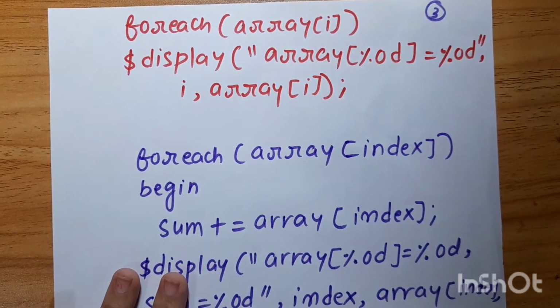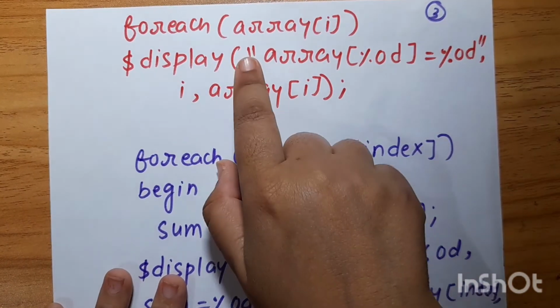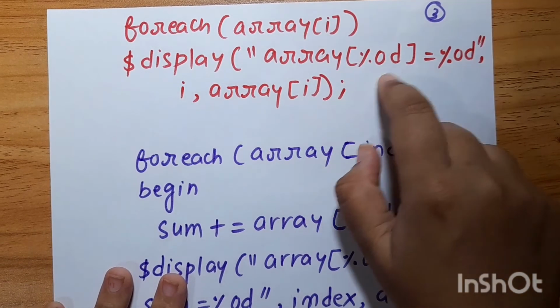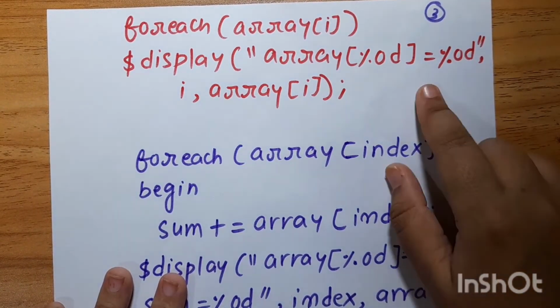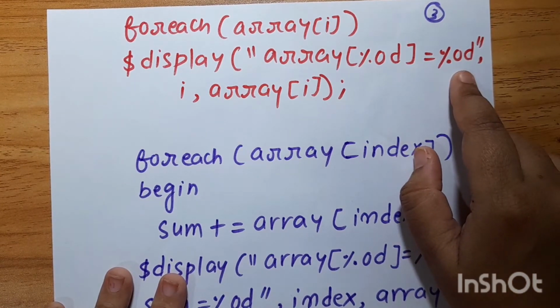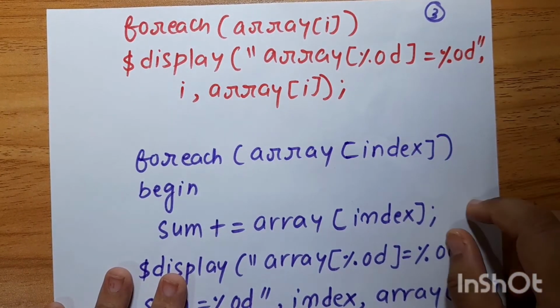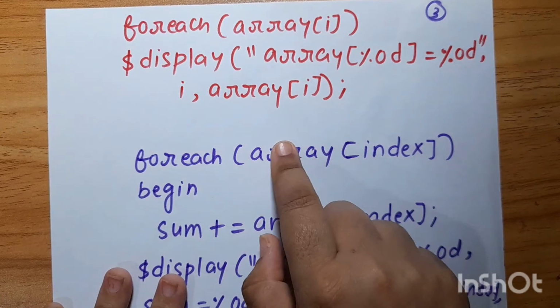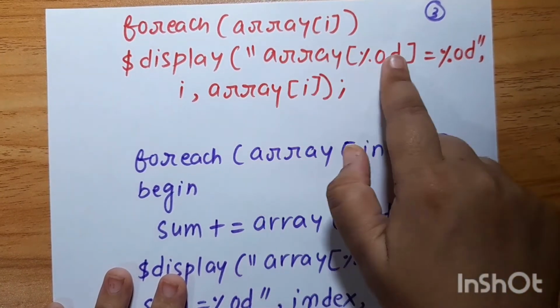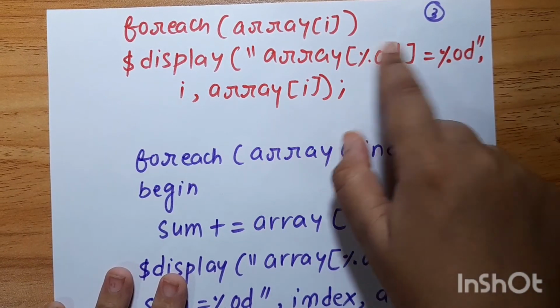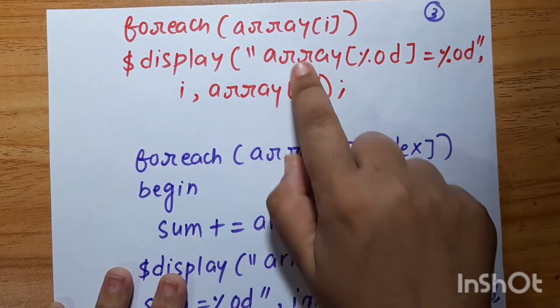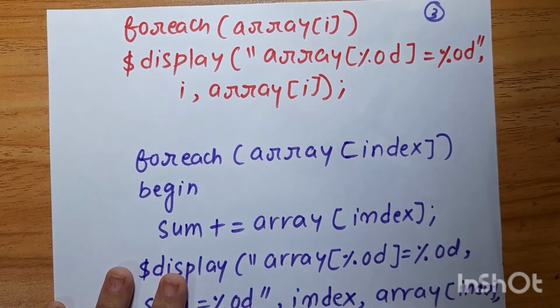Inside the bracket I have put, inside the double quotes, array square bracket %0d, the format string. Then double quotes, comma, then i, comma, array[i]. For array[i], what is the actual value for that particular index, the value stored in the array, that would get displayed. That is a single statement, so no begin end.